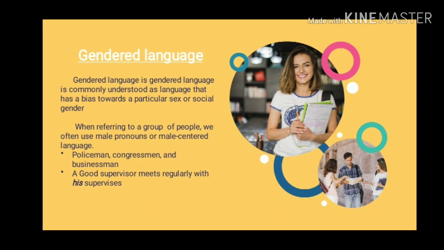That's why nowadays we tend to have gender-neutral terms for professions. For example, like chairperson, police officer, entrepreneur, or maybe gardener, like that.